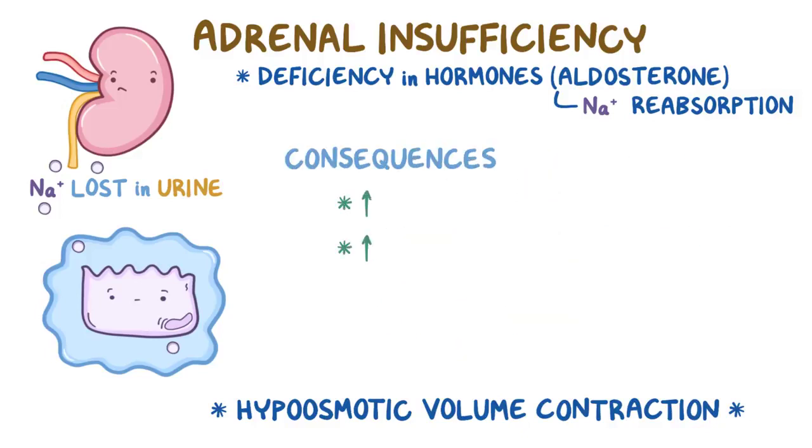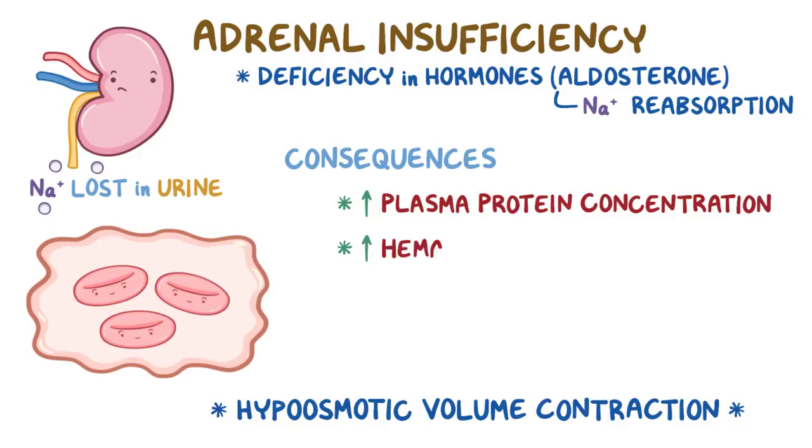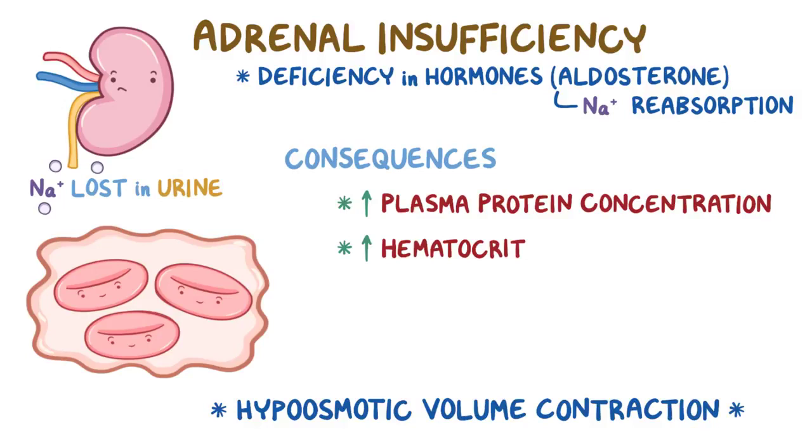Consequences include an increase in both plasma protein concentration and hematocrit, due to a loss of volume, but also because the water will shift into the red blood cells.